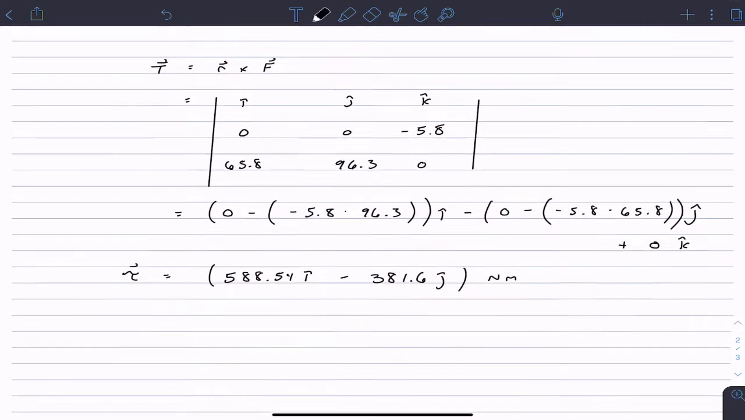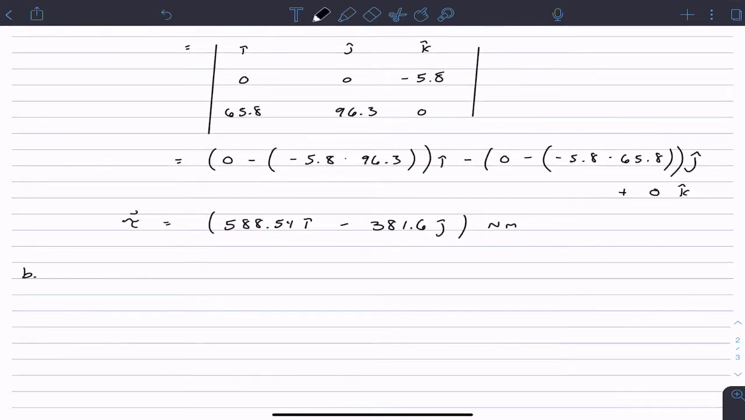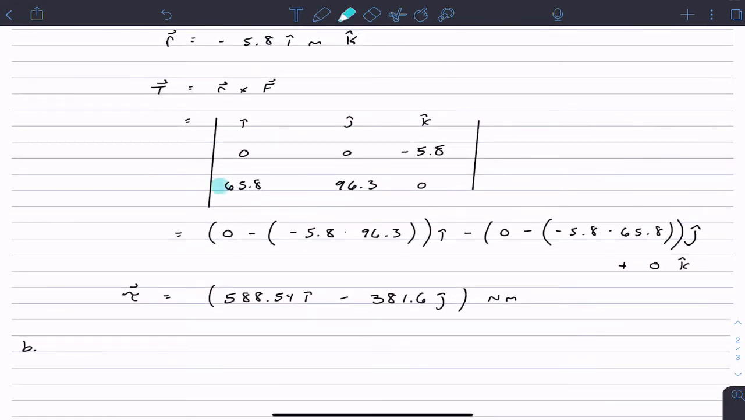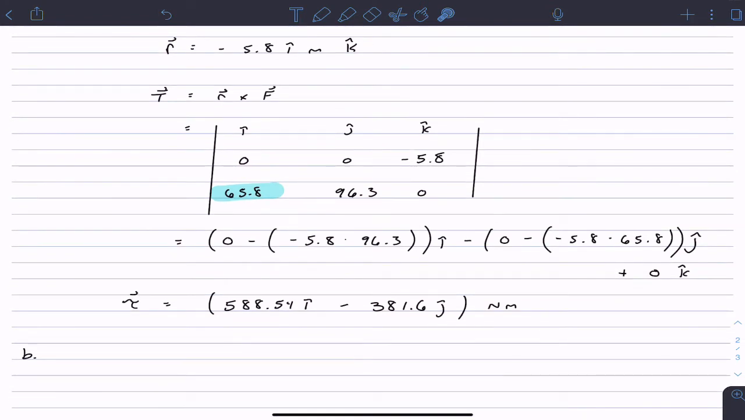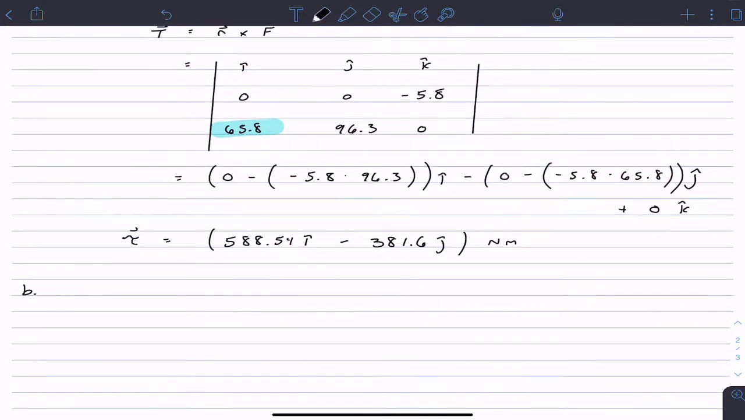So now it asks again, what happens if x component increases and y is constant? So if this increases, then what happens? Well, the i component is not going to change for the torque, but the j component will change. This is going to increase in the negative j hat direction. So torque increases in negative j hat direction. That's what changes.